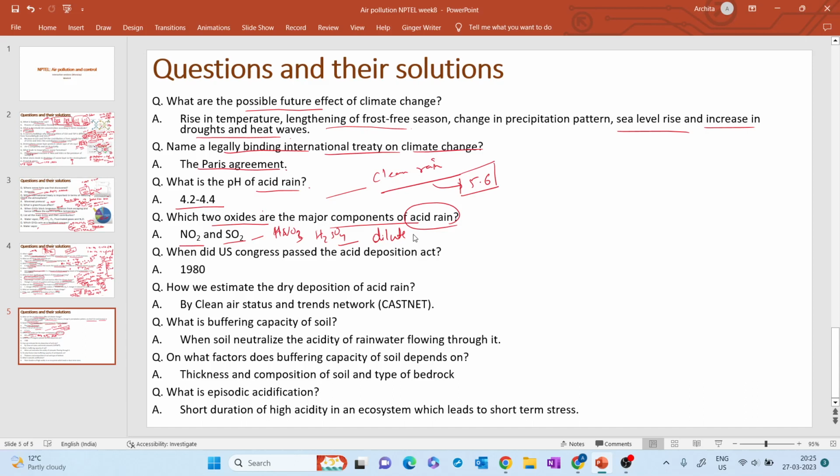But the rain droplets are so many that they dilute the effect of the nitric or sulfuric acid which forms, and that is why the pH is 4.2 to 4.4 instead of 1. Their actual pH is 1, the raw acids.